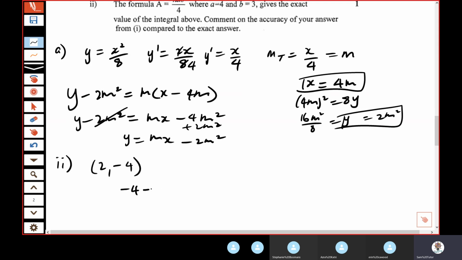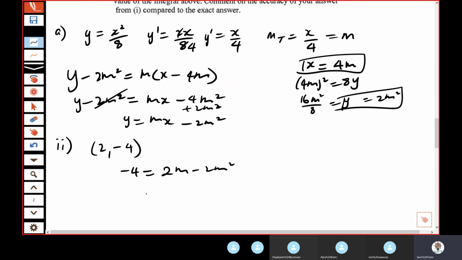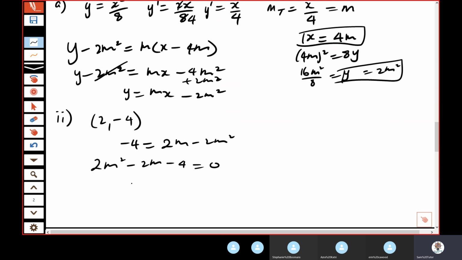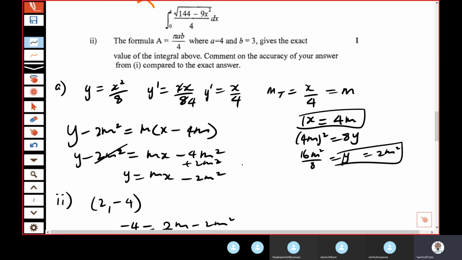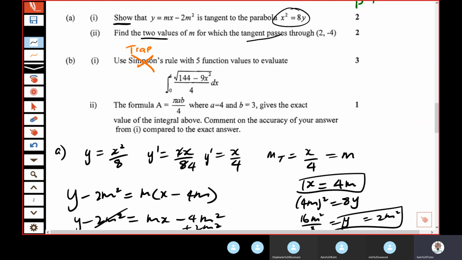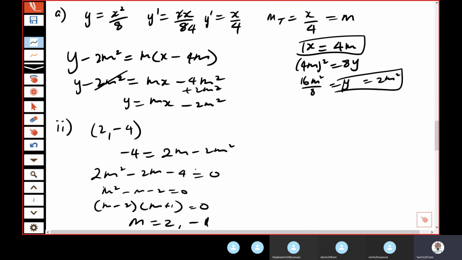Something negative 4. X is 2, so 2m minus 2m squared. Bring everything to one side. 2m squared minus 2m minus 4 equals 0, and then just finish it off. You could divide by 2, m minus 2, m plus 1, m equals 2 and negative 1. I will just pause for a second, double check it all. Oh yeah, find the two values of m. I'm pretty happy. I don't even need to double check it. We already know it's right.